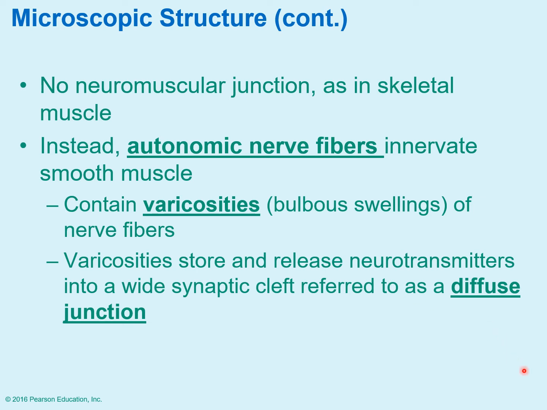Now with smooth muscle, there's no neuromuscular junction like what we saw with the skeletal muscle. Instead, you're going to have autonomic nerve fibers. Autonomic nerve fibers are part of the autonomic nervous system, which is involuntary, so you don't have any control over it. Those will be the nerves that are going to innervate, meaning stimulate, the smooth muscle. They contain what are known as varicosities. These are little swellings of the nerve fibers, and that is where the neurotransmitter is going to be stored and then released from there.